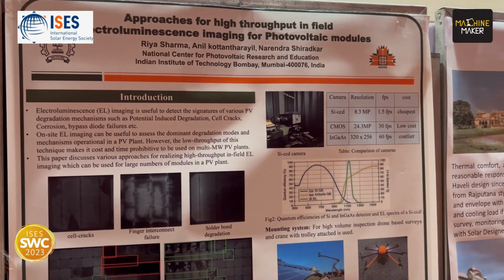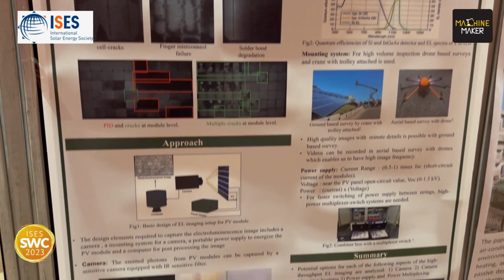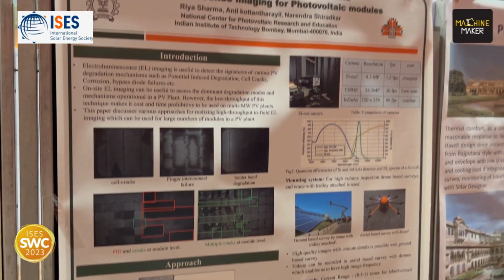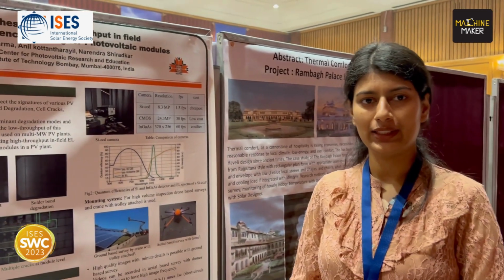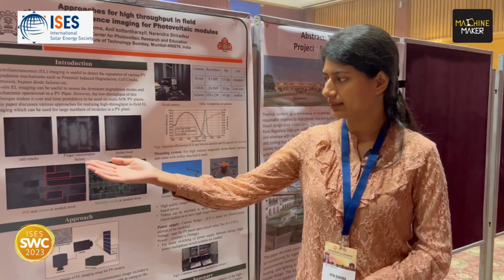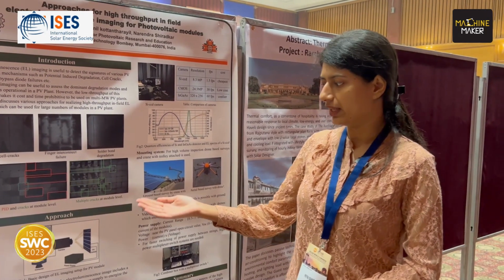As large scale modules are deployed in the field, there is a need to analyze these modules on a regular basis. So we have electroluminescence imaging techniques to analyze the defects that are present in the modules. Many defects can be seen from these techniques, like cell cracks, finger interconnect failures, and potential induced degradation.